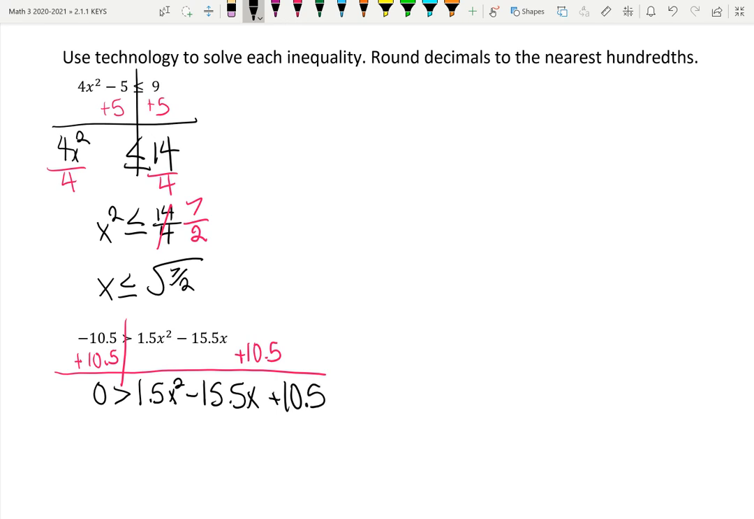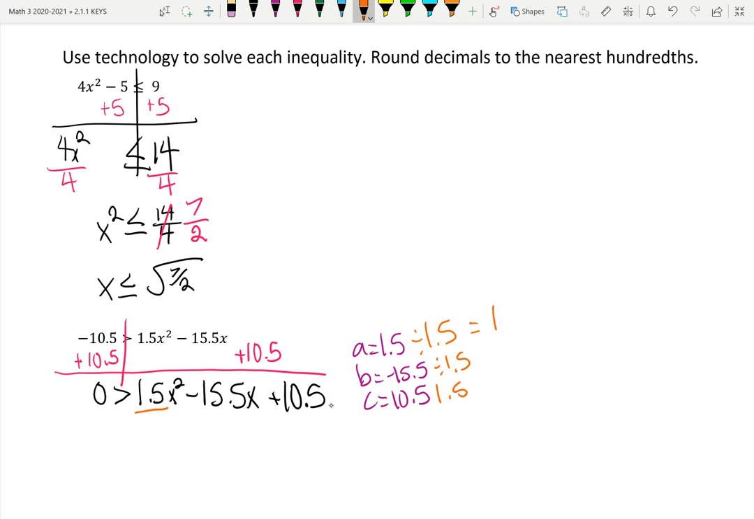Now, all these decimals are kind of clouding my vision. I see that the leading term is 1.5, so I'm going to go ahead and do a check. Notice here, A is 1.5, B is negative 15.5, and C is 10.5. These are the coefficients. I'm going to check if they're all divisible by 1.5. Well, this is equal to 1.